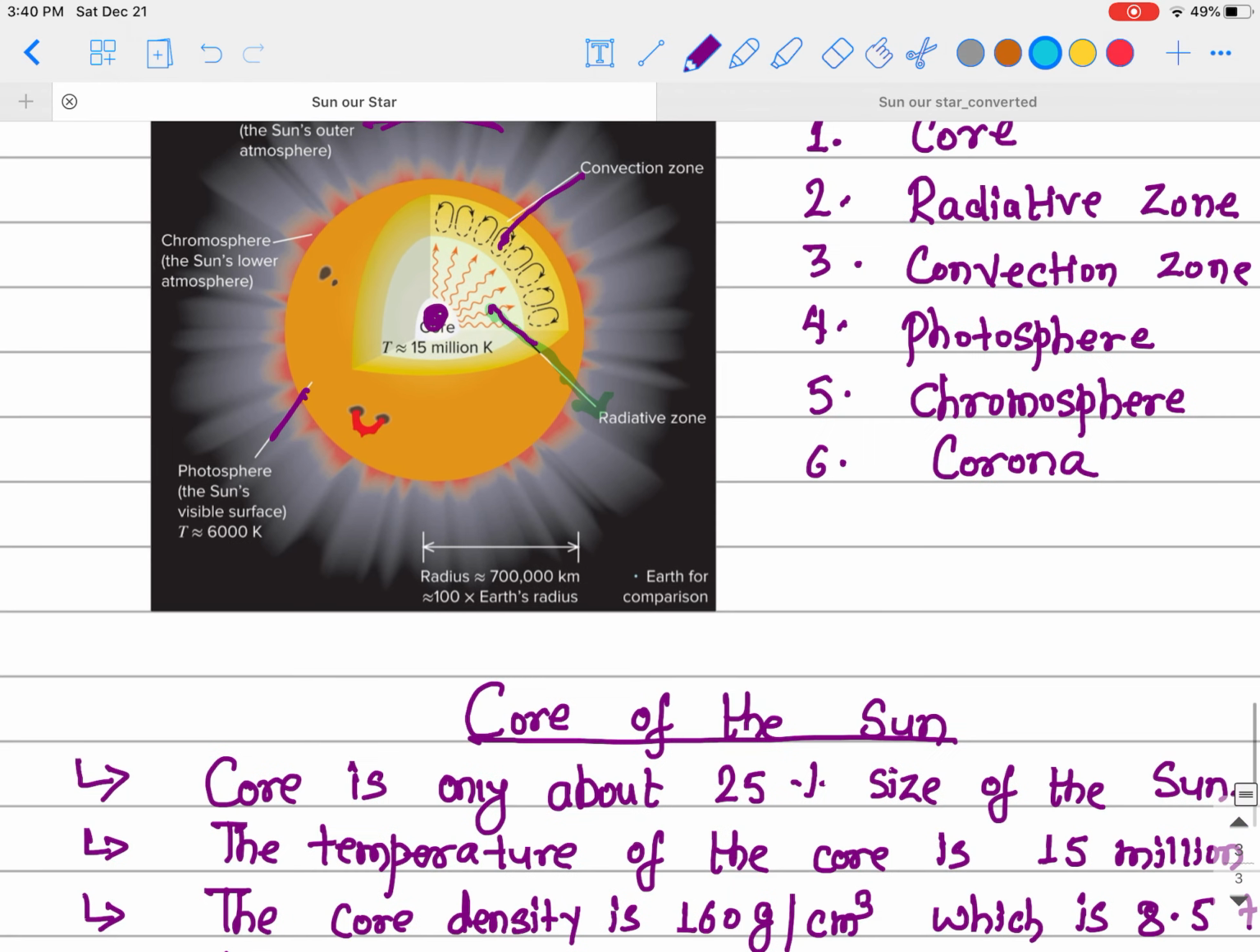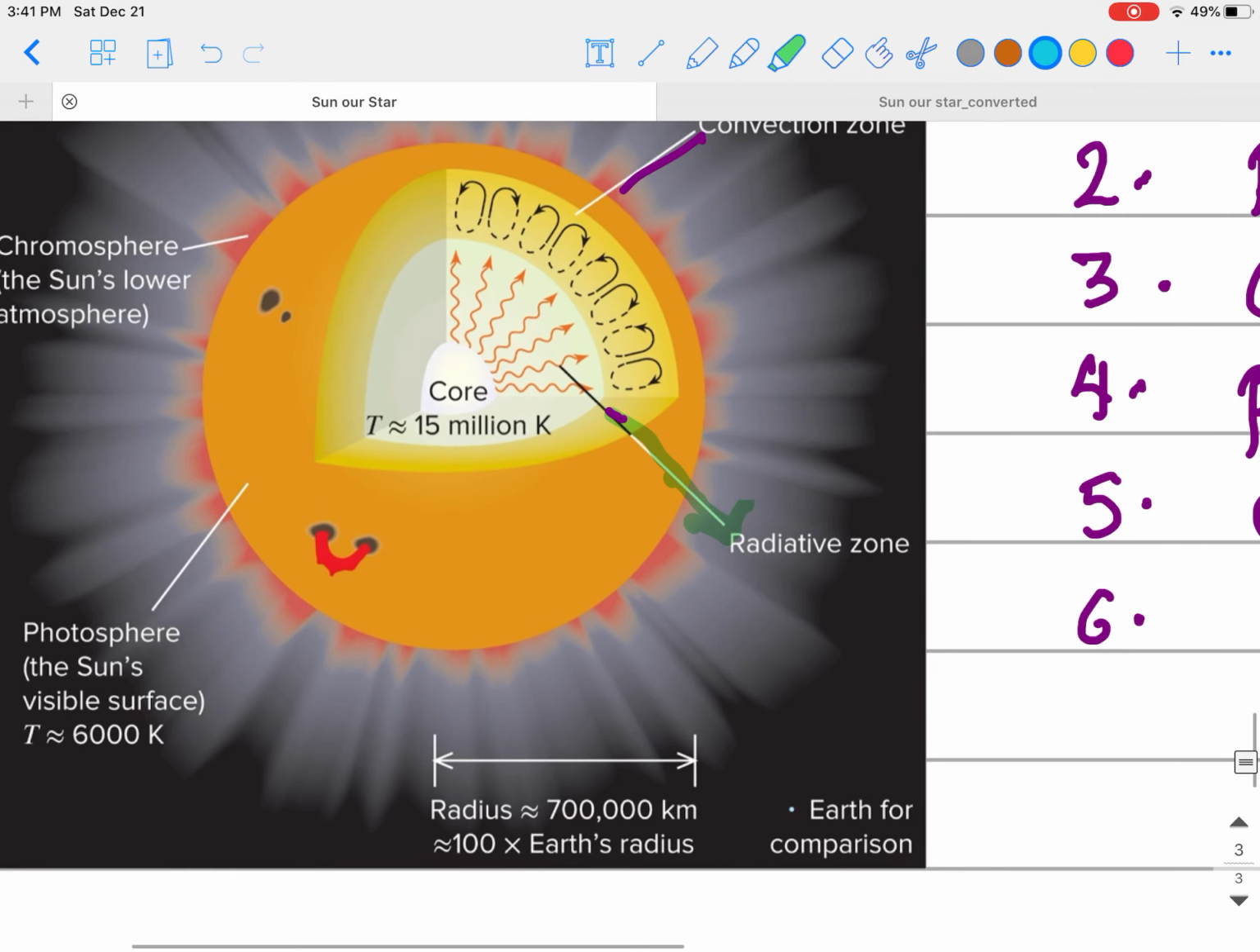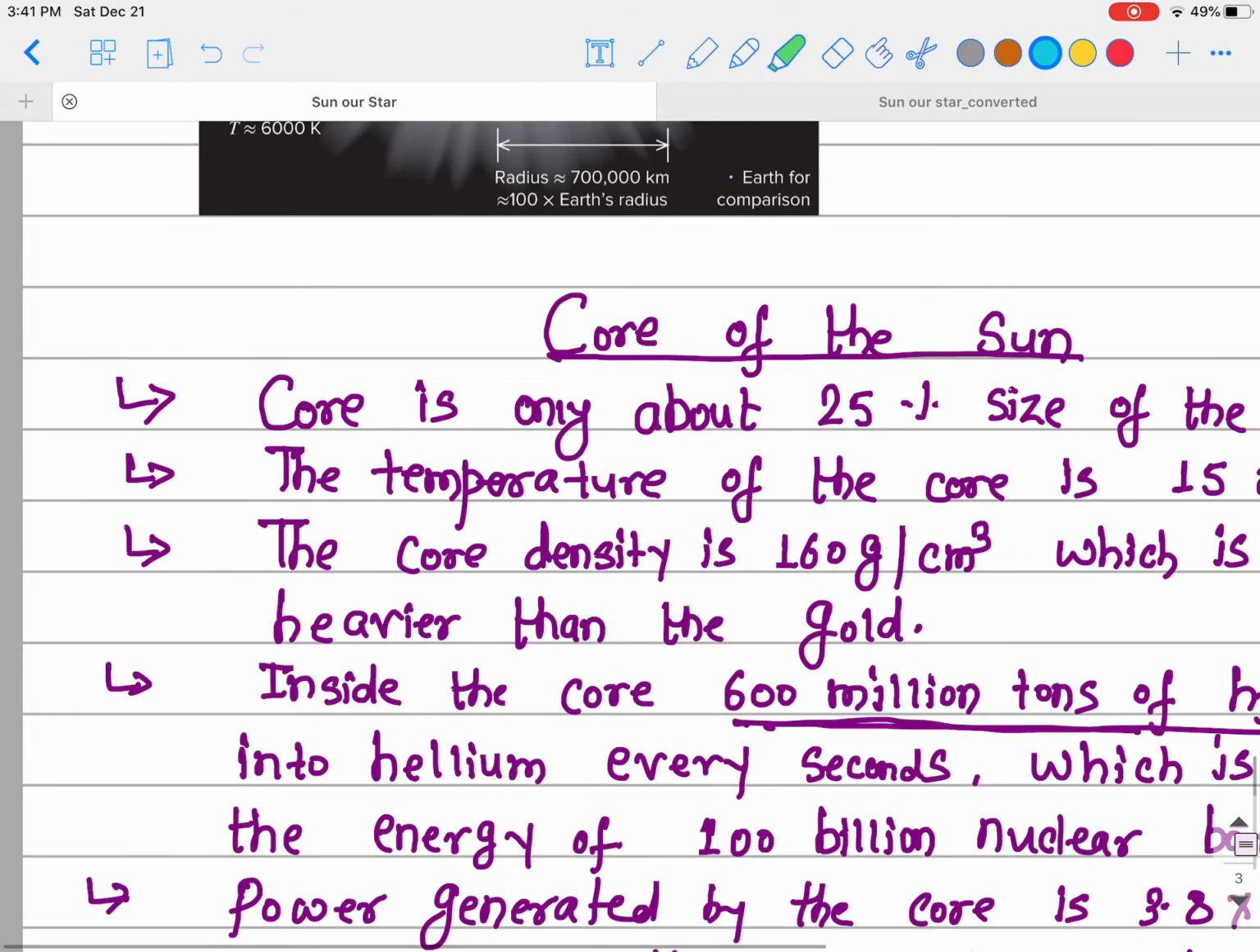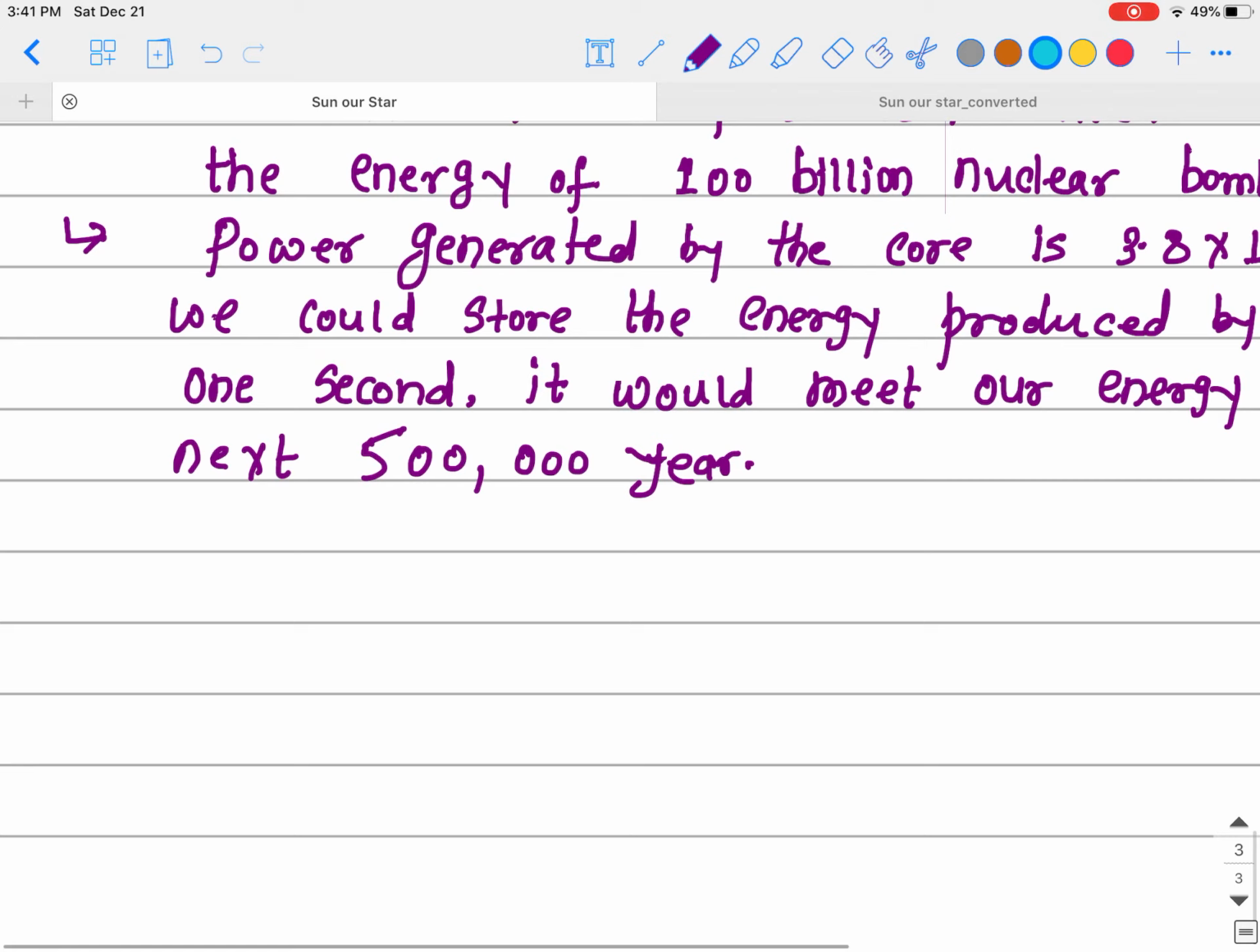So now let me talk a little bit more about this. If you look inside the core, it is very heavily packed, and the way it generates energy inside the core is by a process called nuclear fusion. I'll just write it down here. Nuclear fusion. Fusion means two atoms come together and become one atom.